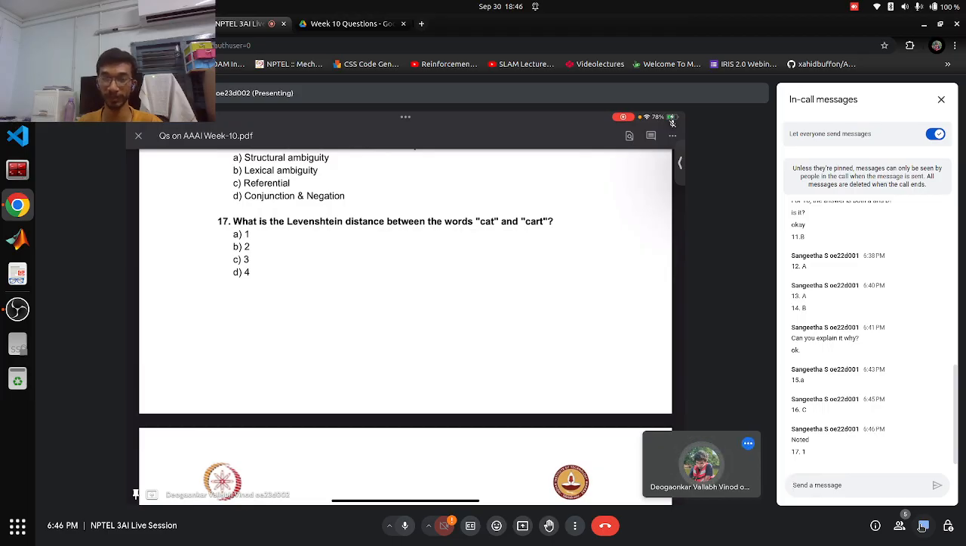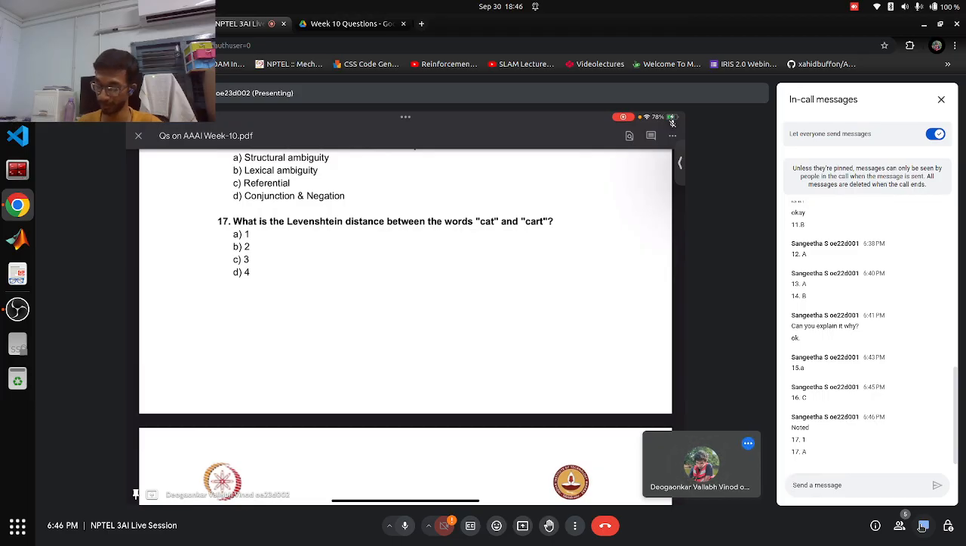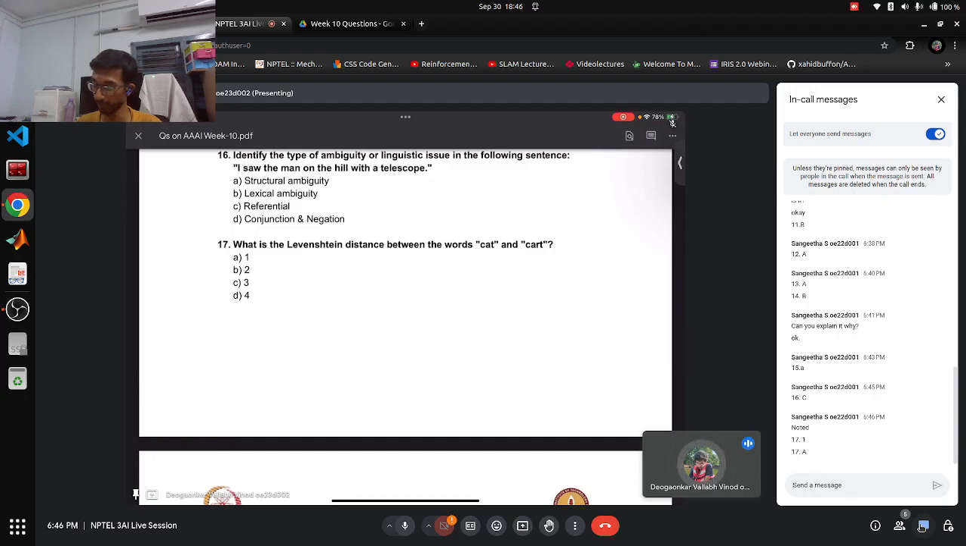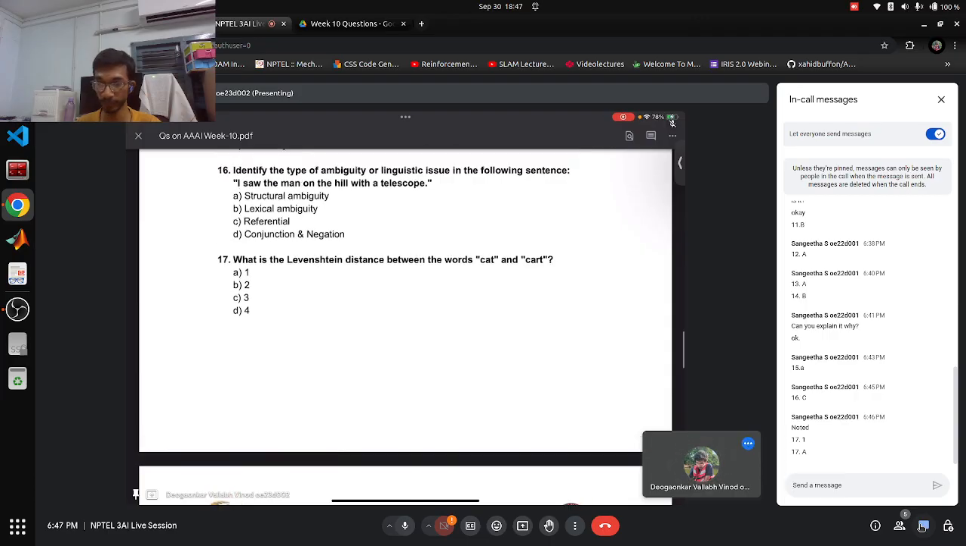So the answer for the 17th question is A, 1. The distance between cat and cart is just one letter. So we need to do the insertion of R.